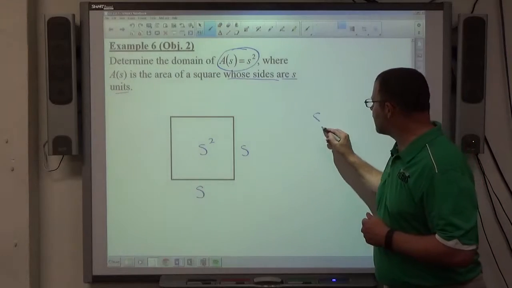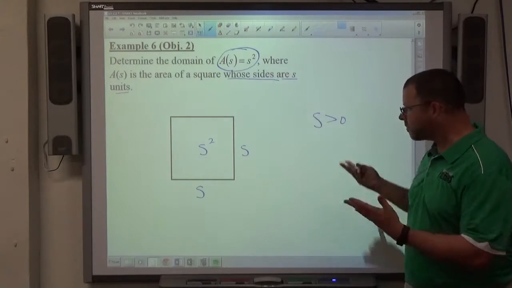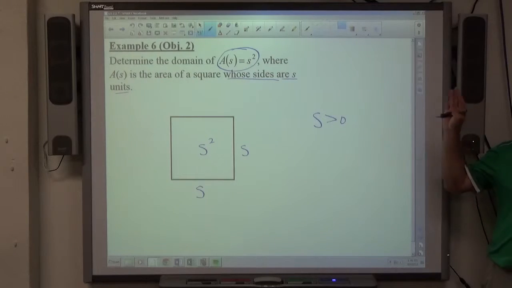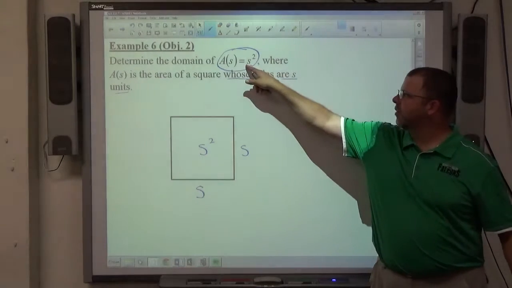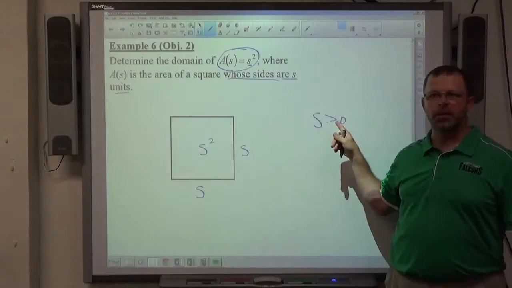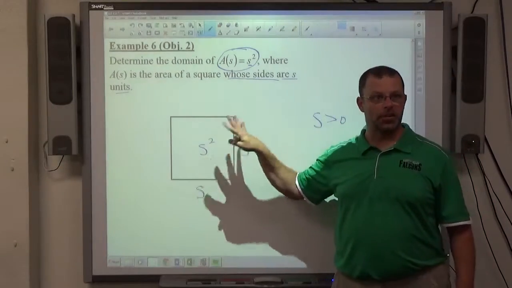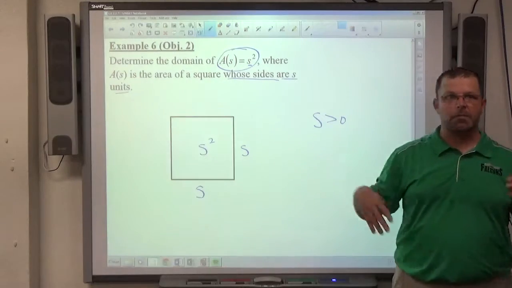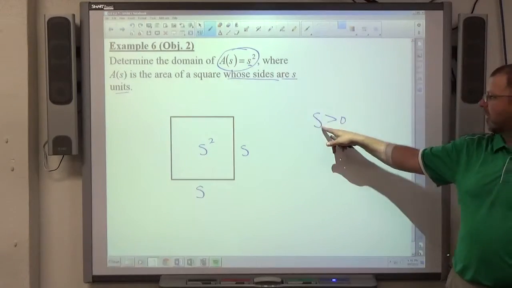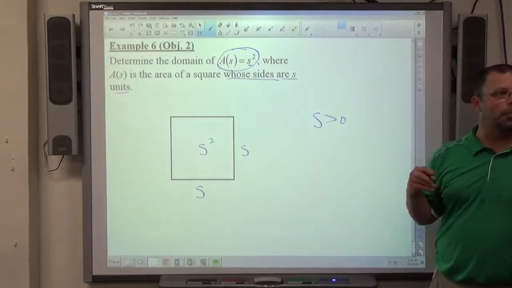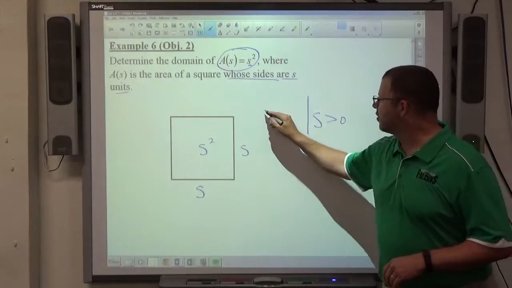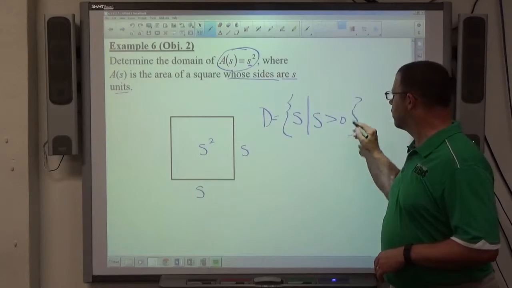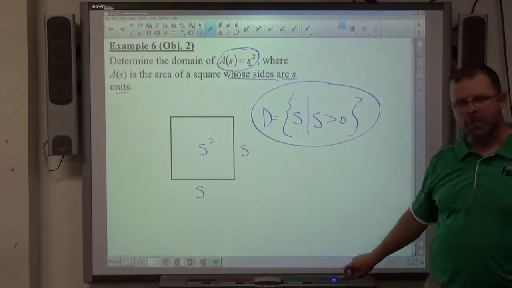So I know that S must be greater than 0 because I know how a square works. Okay? There's no mathematical reason why this function itself should have this domain, but the fact that what S represents is a geometric shape, a side on the shape. Sides must have positive length, so we must have a side greater than 0 because of that property. And the domain is the set of all S such that S is greater than 0 is what I would write for this one.